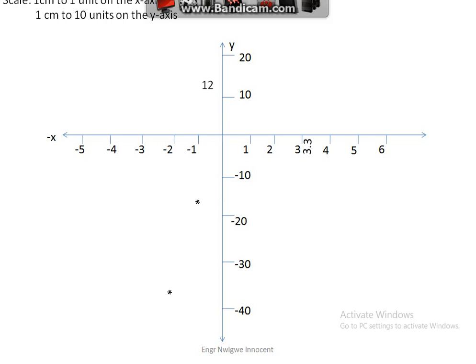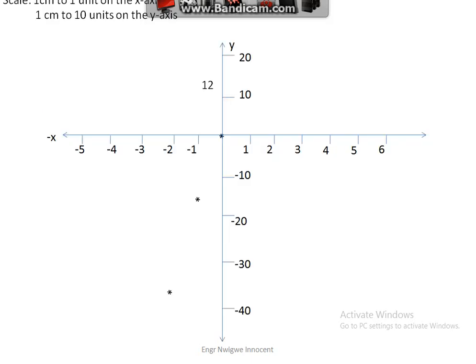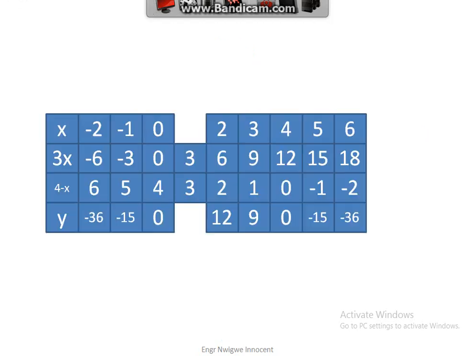Then we now go to the table. The next value of x is 0 and for y is 0. So we now see they meet at the origin. We mark our asterisk. This is the location of that point. Then for the next value, which is 1 for x, y is 9.